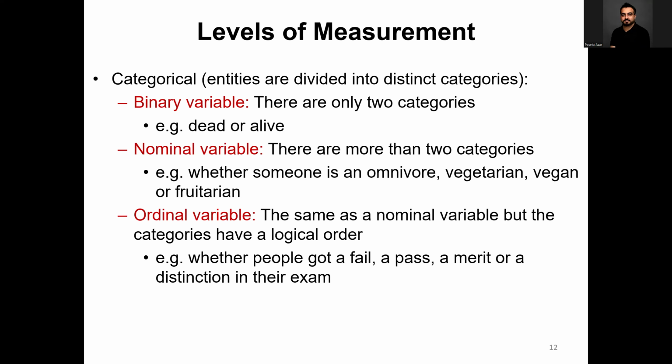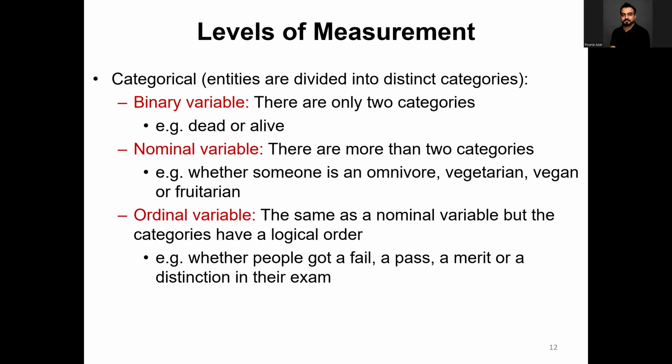Binary variables are variables that have only two categories. For example, dead or alive, healthy or ill. Success or failure, heads or tails in a coin, for example. This is a binary variable. There are only two categories.